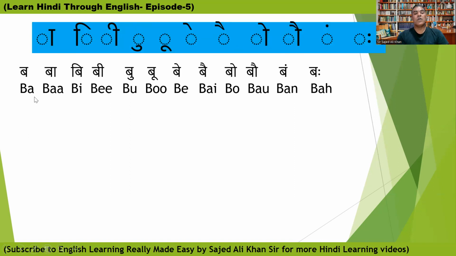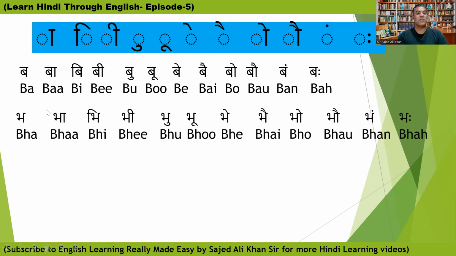Next one is b: ba, bi, bu, be, bo, bun, ba. Next one is bh. See the difference between b and bh: for b, you have to touch both the lips together. B, ba, like that.